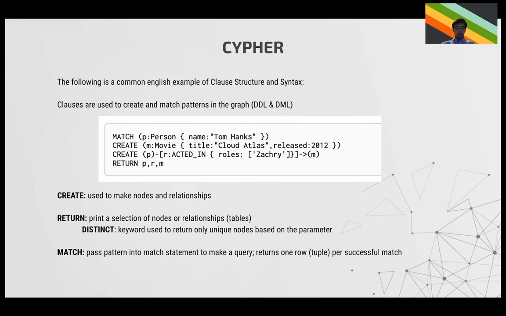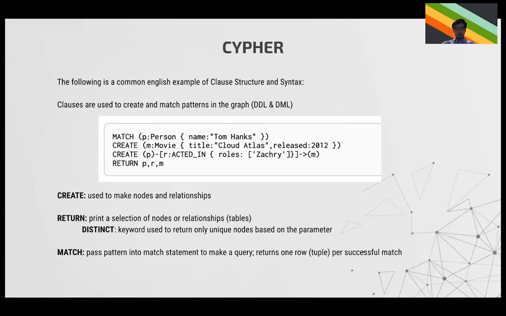Here I'll show an example using the create, return, and match keywords. Create is used to create new nodes and relationships on a schema. Match is used to query the database and retrieve strings, nodes, and relationships that match the parameters you give.